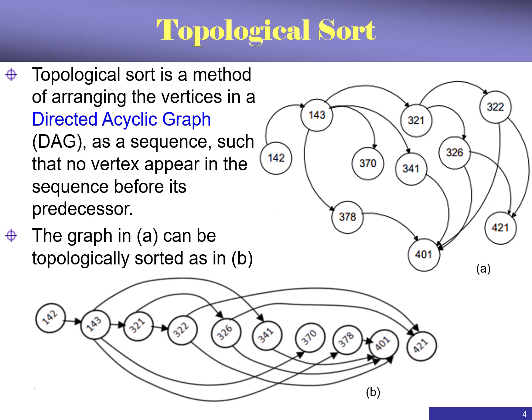For example, for 321, the prerequisite is 143. If I want to take the course 401, it has four prerequisites: 378, 341, 326, and 322. Can you get the idea? The vertices are linearly arranged using topological sort, so it's easy to understand what comes first and what comes next. So we are going to discuss that.